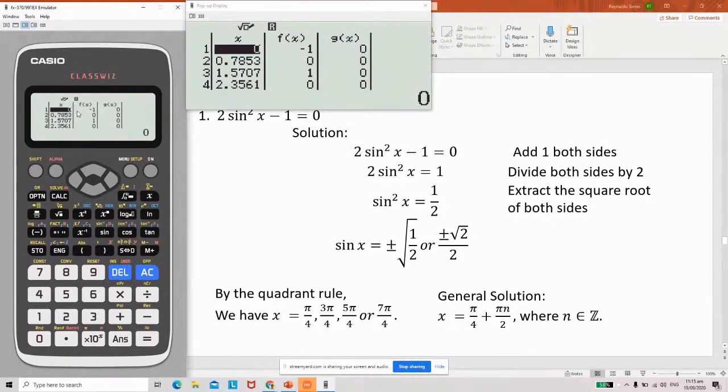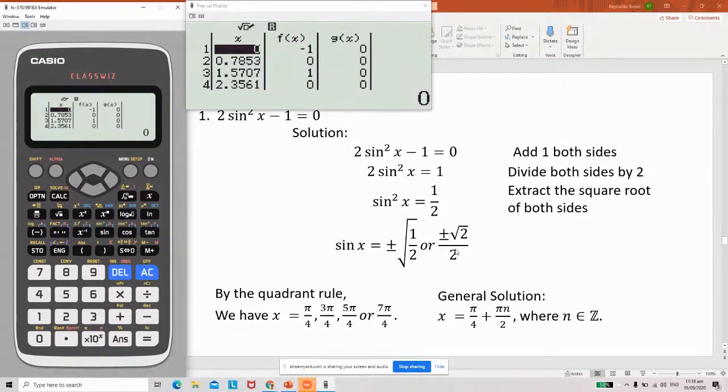Equals, and then equals. So, ito si 0, hindi siya equal, kay pi over 4 equal. So, tama, check, parehas silang 0, pi over 4. 2 pi over 4, hindi equal. 3 pi over 4, parehas 0, check. 4 pi over 4, hindi equal. 5 pi over 4, check, parehas 0. 6 pi over 4, hindi. 7 pi over 4, parehas 0, check. And then, 8 pi over 4. So, yun siya. Lahat siya. Now, general solution. Pi over 4.